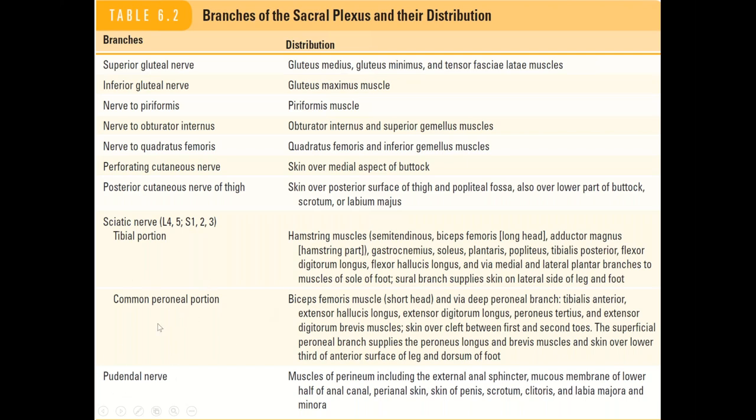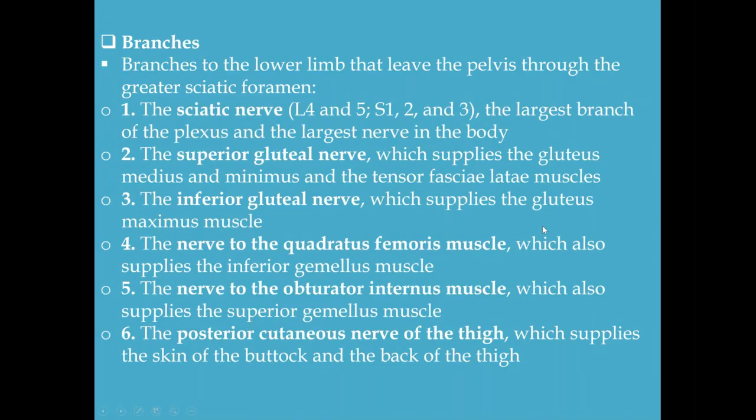What about the important sciatic nerve, the common peroneal portion, and the pudendal nerve? These are the important branches of the sacral plexus. Yeah, this is the discussion about the branches.